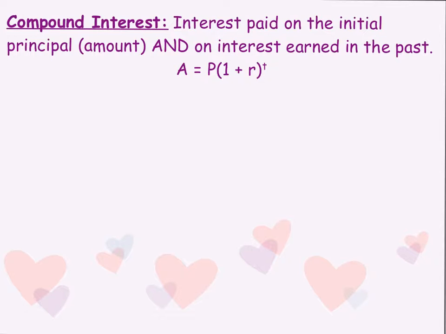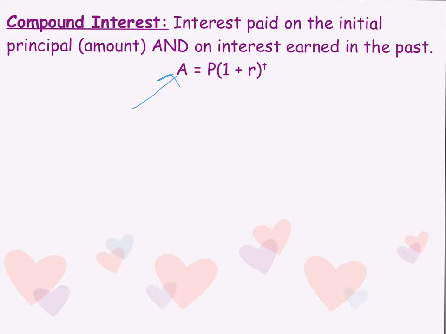So again, compound interest is interest paid on the initial principal, the amount, and on interest earned in the past. This is the way that banks will do your interest, whether you're doing a loan or whether you're doing a savings account. So our equation is A equals P times (1 plus R) to the power of T. So let's take a look at what each of these mean.